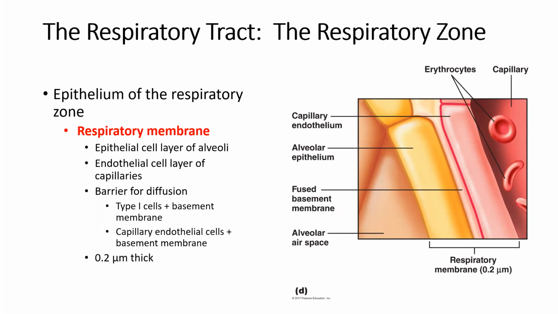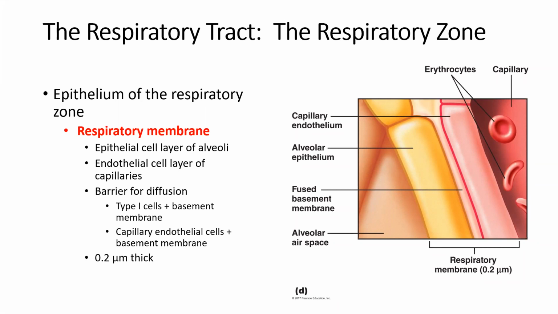Now, each of these cells in any other location in the body would have their own basement membrane, but because we want to eliminate any bulky structures in the way and we want to adapt this region for gas exchange, we have the fusion of the basement membrane of the type 1 cells with the basement membrane of the endothelial cells to create one fused barrier that decreases the amount of stuff that gases have to cross, so it doesn't obstruct that exchange.